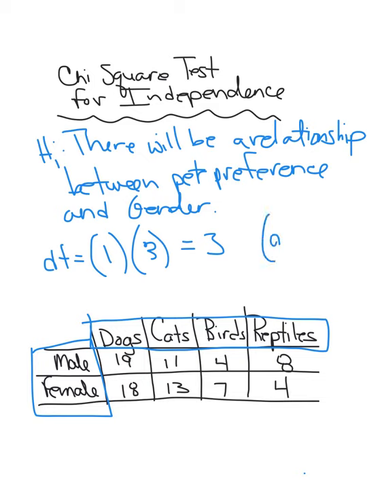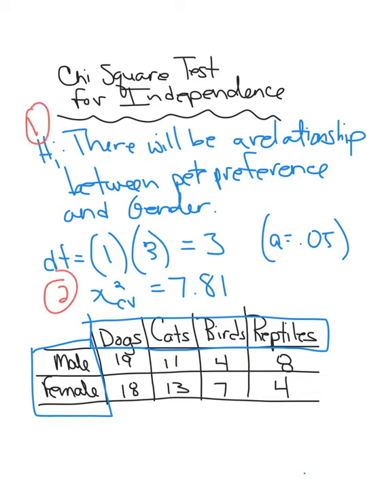And let's say we're going to use alpha equals 0.05. We're going to look that up in the back of the textbook, look at the 0.05 column, and then find the degrees of freedom for 3. And we'll notice that our critical value equals 7.81. So now we have our step 1 and step 2 completed.